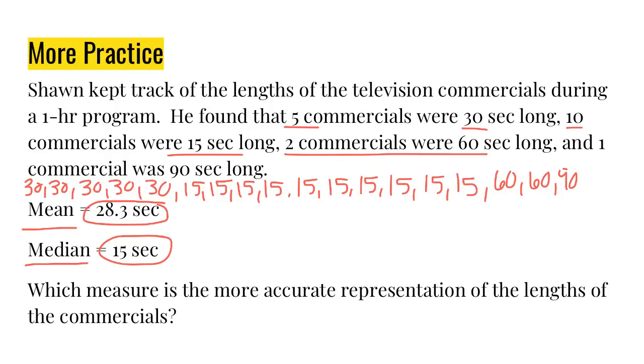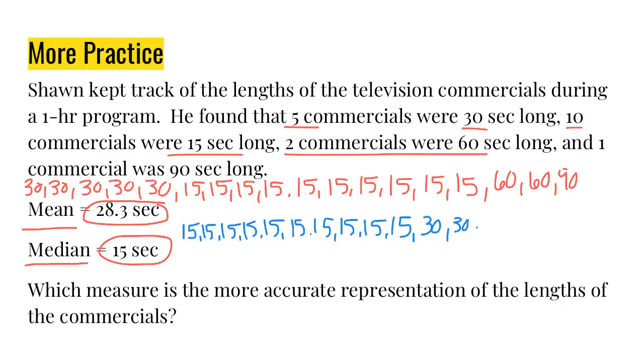So if I looked at this mean, if I went way back to my notes, I said if I had an outlier, mean was probably not the thing to use. And so if I put these in order, I had my 10 15s, 1, 2, 3, 4, 5, 6, 7, 8, 9, 10. I had my 5 30s, 1, 2, 3, 4, 5. I had my 2 60s, and I had a 90.